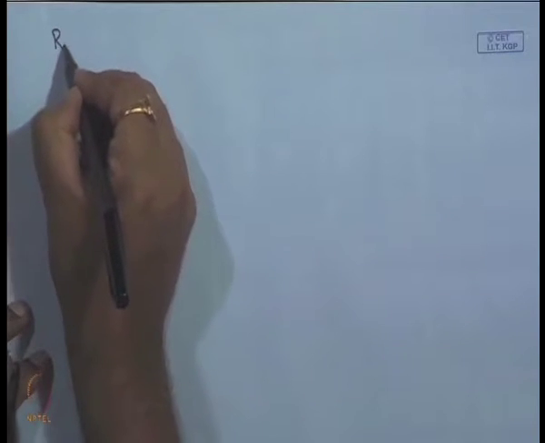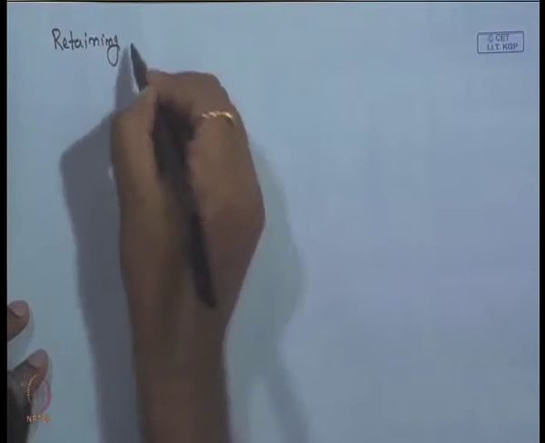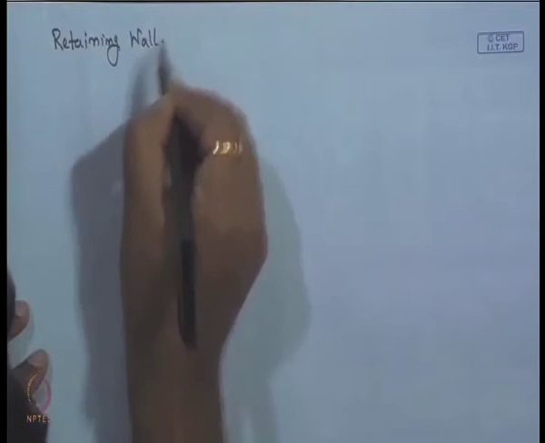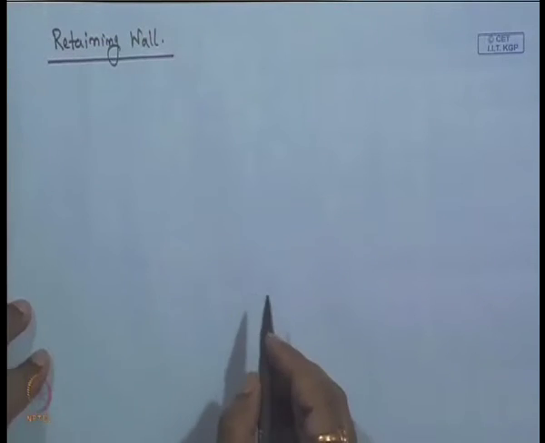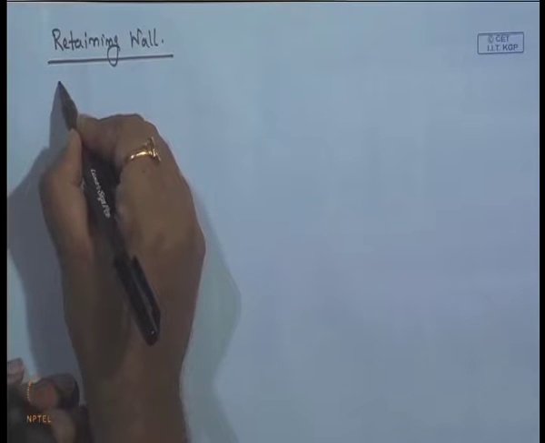Now, in the static analysis for the retaining wall, in retaining wall static condition analysis, we know that we have two theories: one is Rankine's theory, another is Coulomb's theory. Here, Coulomb's theory is converted, modified and used for the seismic condition. Now, shortly, let me write Coulomb's theory.